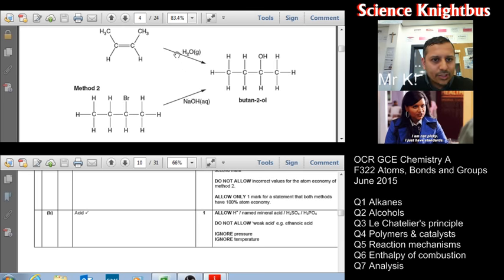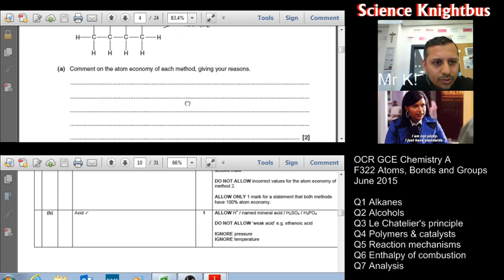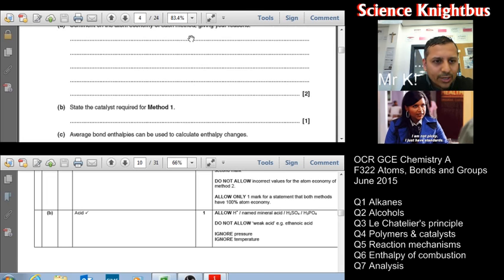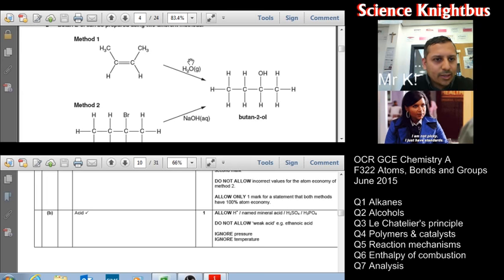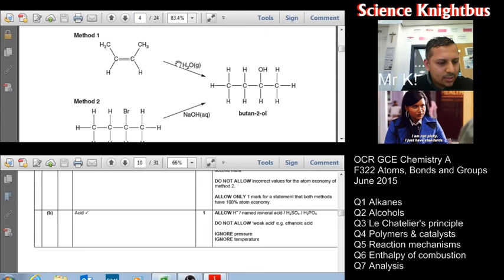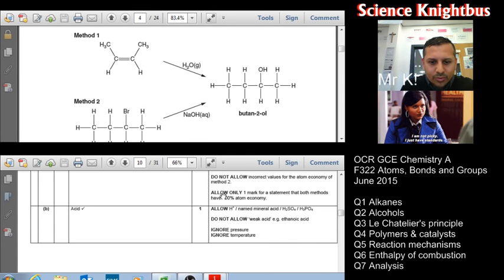Where is it? Let's have a look. Sorry, I just want to read the question again, make sure I'm getting it right. 2 part B. Method 1, you want to protonate the water molecule, I believe. Just double checking this. Yeah, it is an acid catalysis. Do bear with me. Acid catalysis, mineral acid, do not allow weak acid.